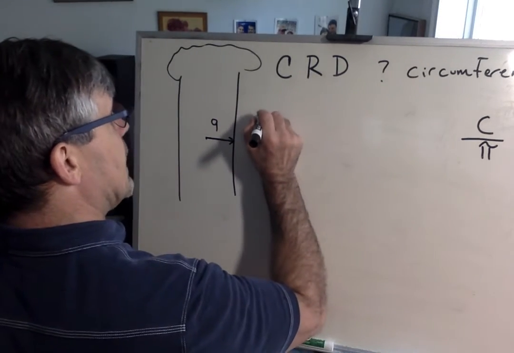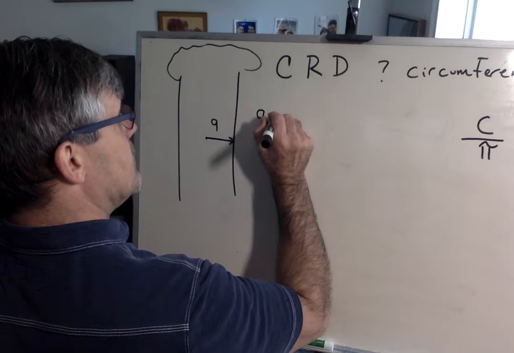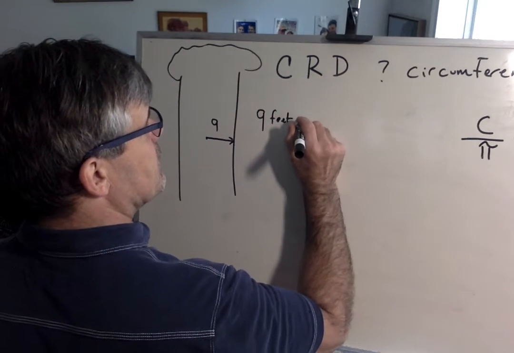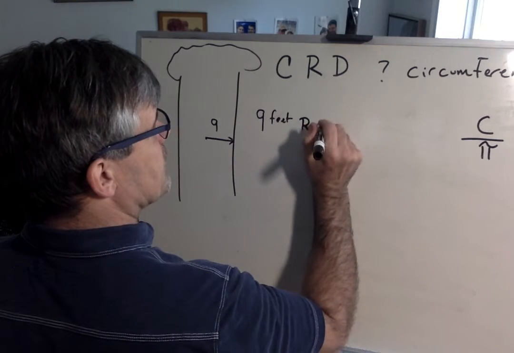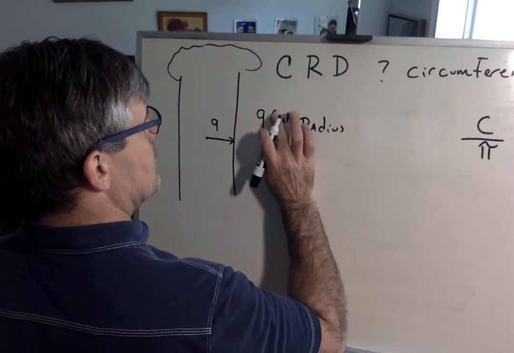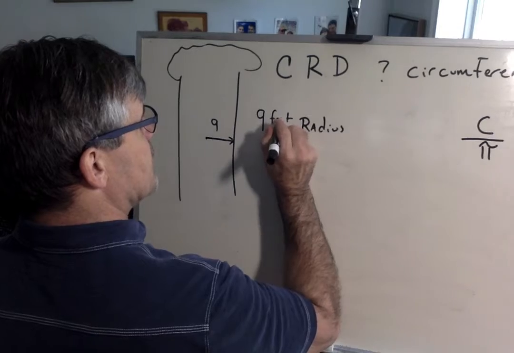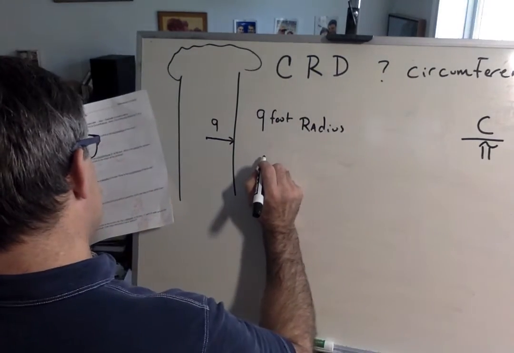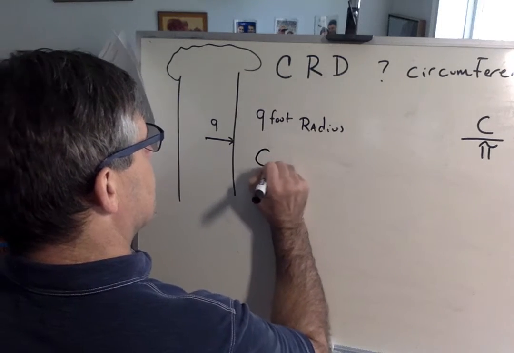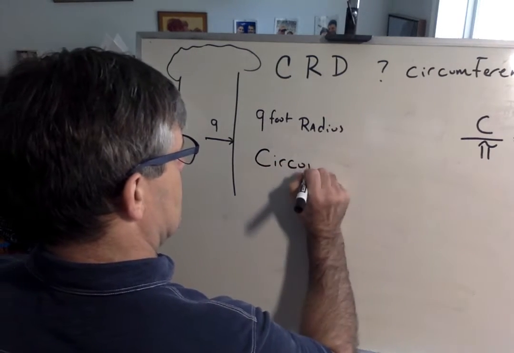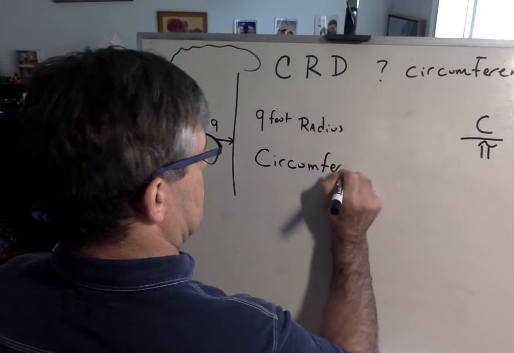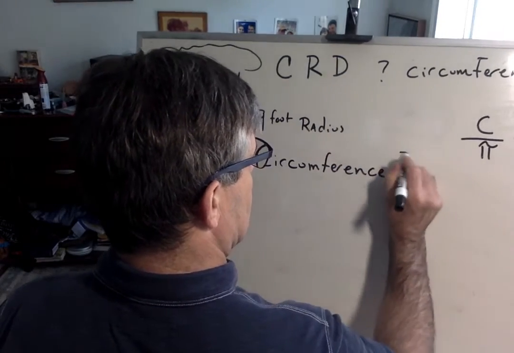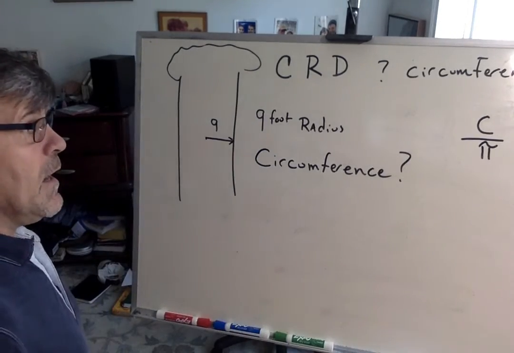So we have a 9-foot radius. We have a 9-foot radius, okay? And now I want to know what is the circumference? What is the circumference?